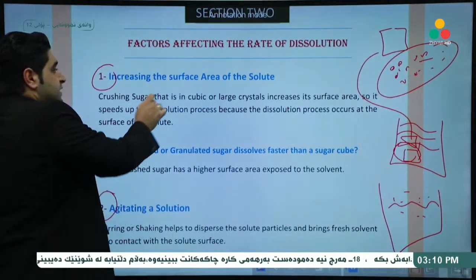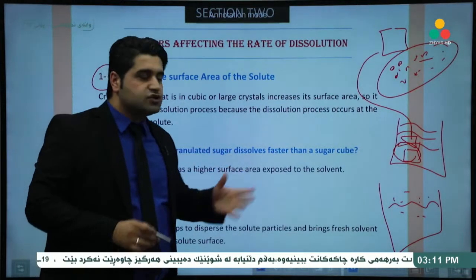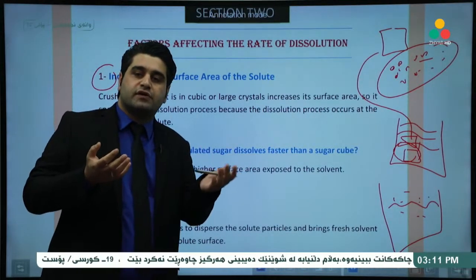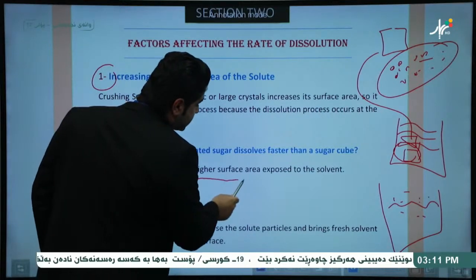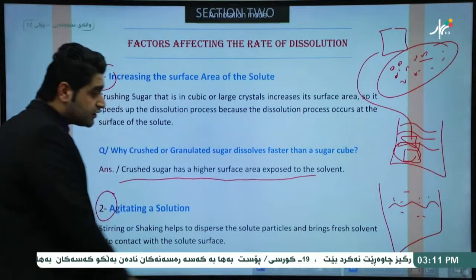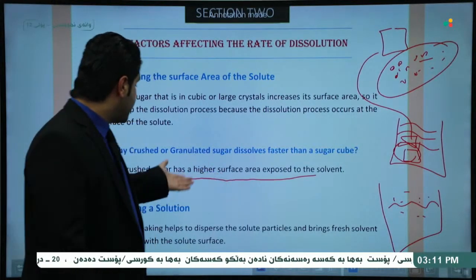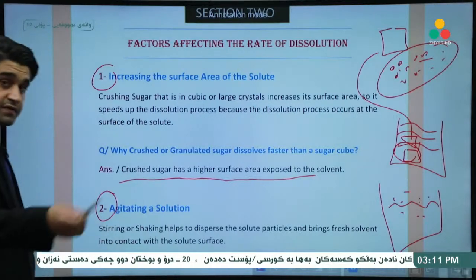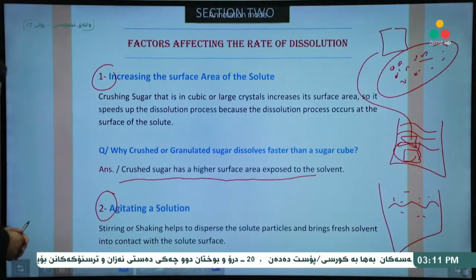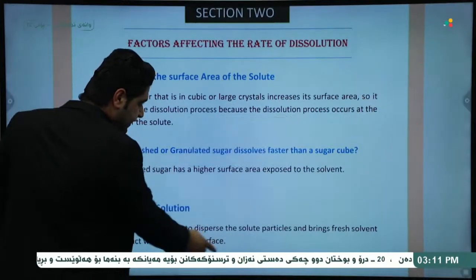It means increasing surface area increases the rate of dissolution because a larger number of solute particles are exposed to the solvent. Powdered sugar has higher surface area than the cubic sugar. Therefore, the higher the surface area of the solid exposed to the solvent, the more the rate of dissolution is increased. About agitating, agitating is very simple, okay?